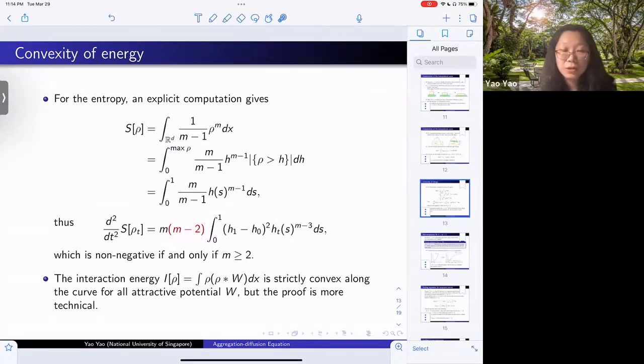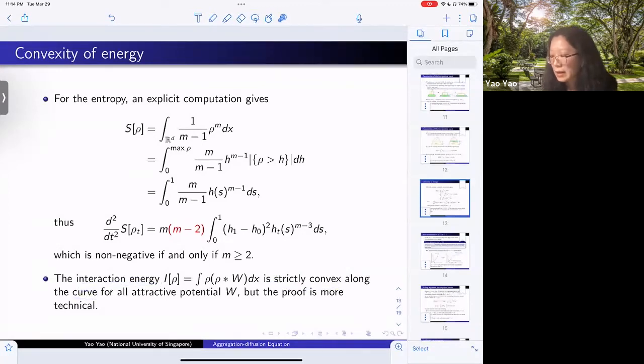this m-2 term. Okay, so it means that this entropy is convex along this interpolation if and only if m is bigger than or equal to 2. When m is equal to 2, it's actually a linear function. When m is less than 2, it's actually a concave function. So that is the entropy. And the more difficult part is to show that the interaction energy is strictly convex along this curve.